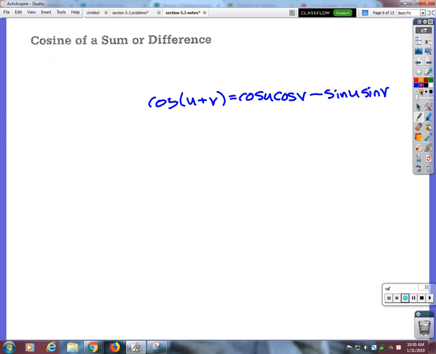I don't know why they started with minus and then did plus. No, plus is minus and minus is plus.